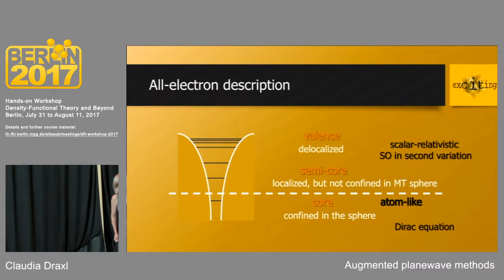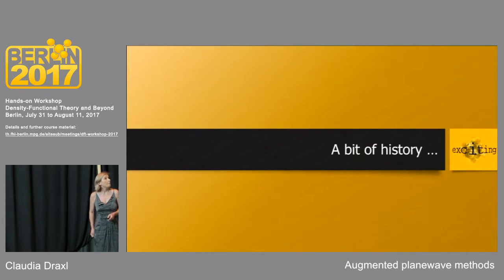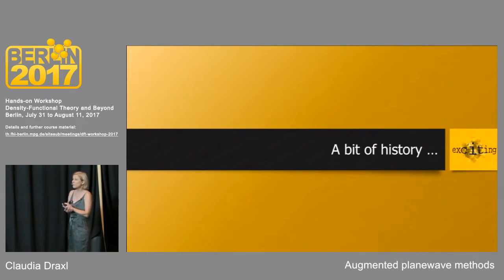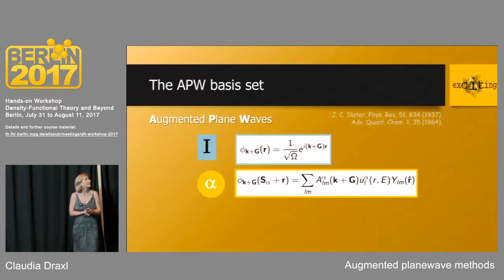Whereas for the semi-core and for the valence region, this is the part where the real LAPW basis comes into play. Here we can also do it fully relativistically, but typically we first solve the scalar relativistic equation, and then we treat spin-orbit coupling in the cases where it's needed in a second variational scheme. So now, as said, I would like to introduce a bit of history in order to tell you what the basis set is about. And I start right away with the APW method. APW means augmented plane waves.